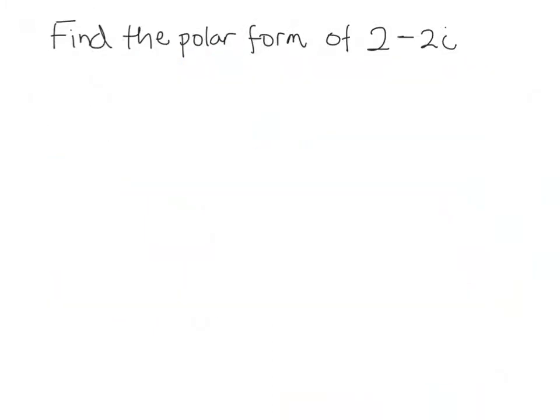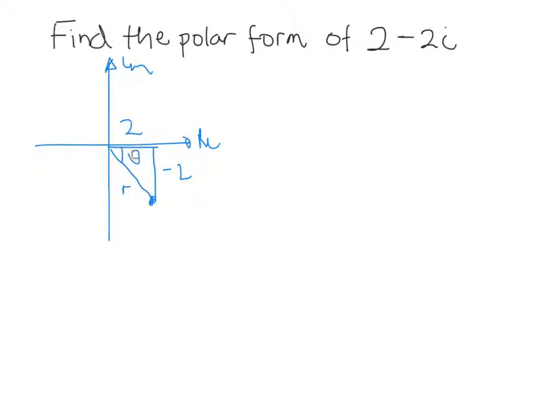Alright, what about if we had to find the polar form of 2 minus 2i? Well, let's figure out where it is. So, if there's the real axis, and there's the imaginary axis, now 2 minus 2i would be 2 across in that direction, and 2 down in that direction. So, we'll have to find the modulus and the argument.